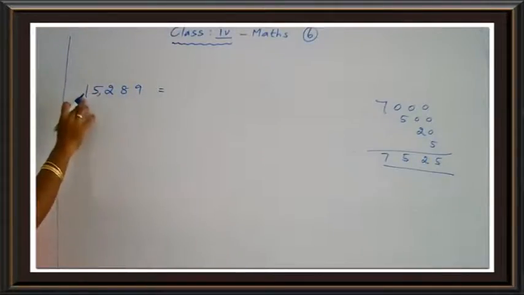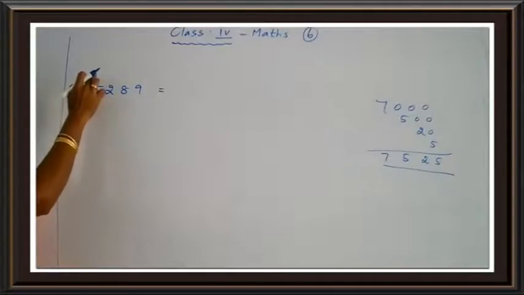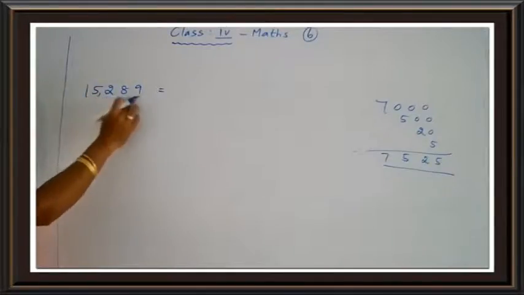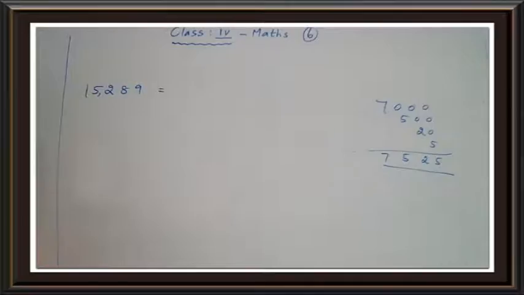So now you read the number. 15,289. 15,289. So now you write it in expanded form. 15,289. So expanded form means the sum of the place values of its digits. Okay, we add the place value of each digit and write it, that is the expanded form.